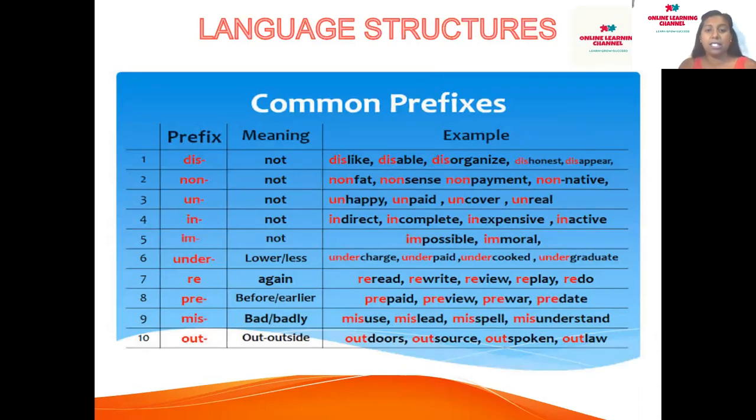Okay, let's take another example. Let's look at number 4, in. The prefix in. Remember, prefix is before again. Indirect, which is not direct. Incomplete, which means it's not done. Inexpensive and inactive. So please guys, these are some easy prefixes, some common prefixes that you'll see. You can go over them once I'm done with the video.